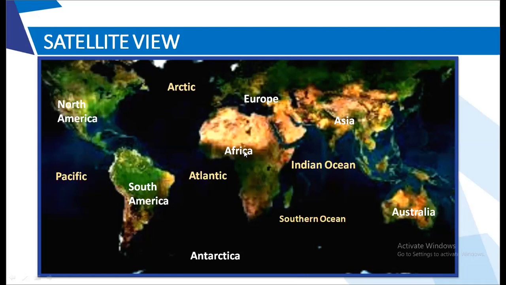Africa, South America, North America, Antarctica. So these are the main continents which we can see. We can see the oceans: Arctic Ocean, Pacific Ocean, Atlantic Ocean, Southern Ocean, and Indian Ocean. Let us move ahead.